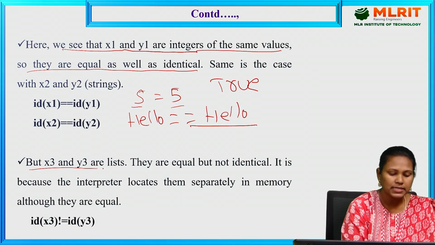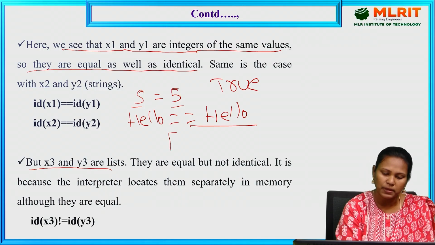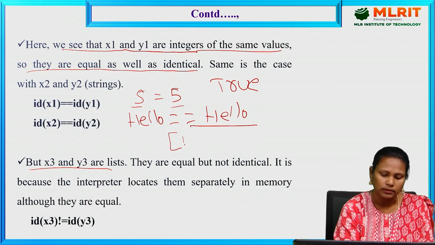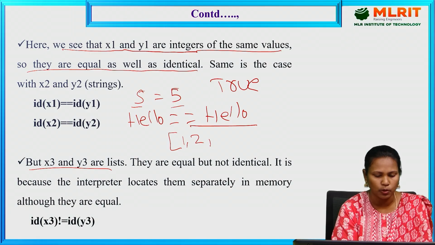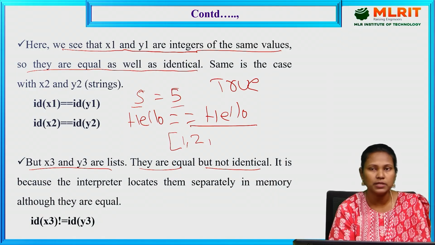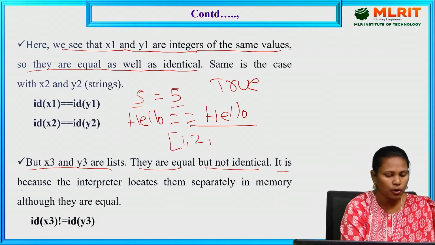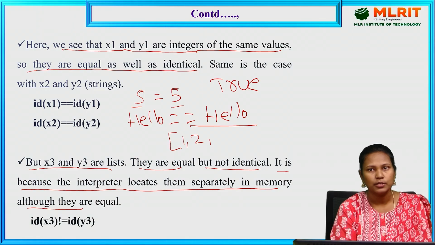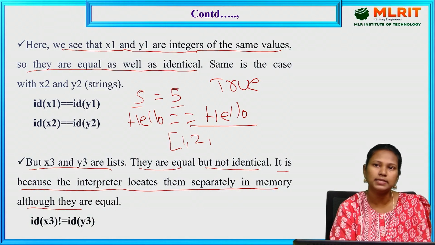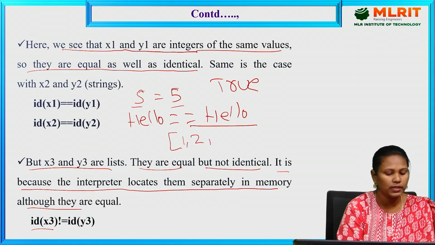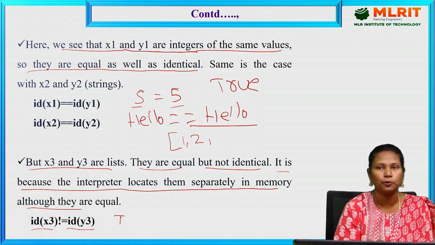The next one: x3, y3 are lists. A list is also a data type. It is used to store data values, and we can store the same data type values or different data type values also. They are equal but not identical, because not identical means the locations are different. It is because the interpreter locates them separately in memory although they are equal. If the same values are there but they are located in different locations, that's why id of x3 is not equal to id of y3. It will be true.